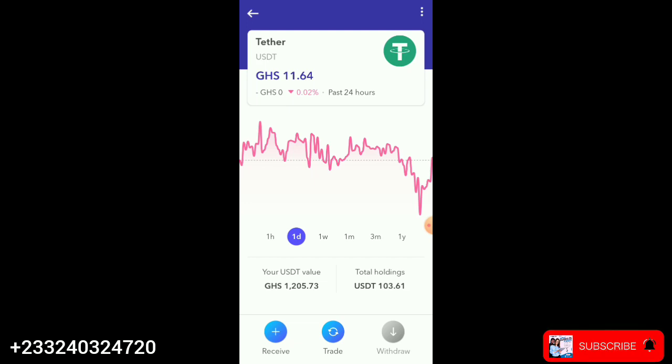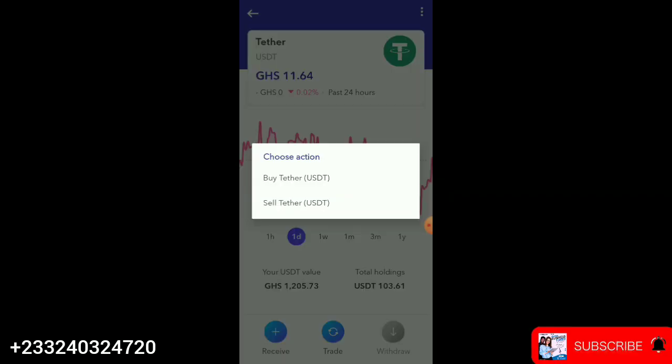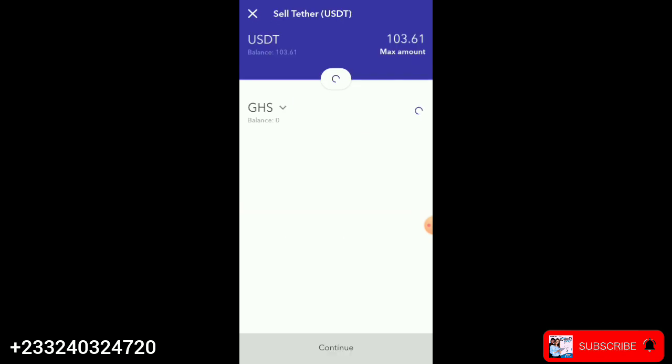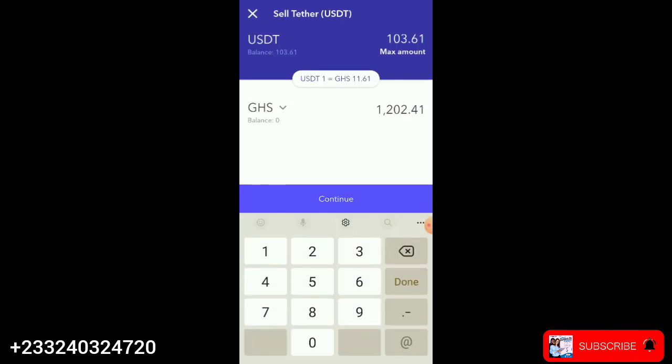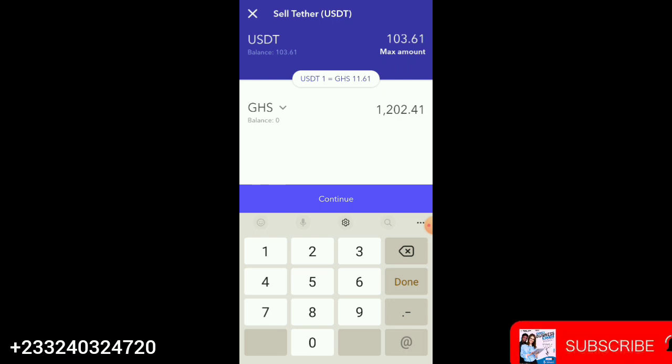But if you're not cool and you want to withdraw it, you can sell it. You can sell your USDT and you get 1,202. But I invested 1,245. So if I sold it, I've lost 43 cedis, and I'm not ready to make any losses. I'm not ready to do it.